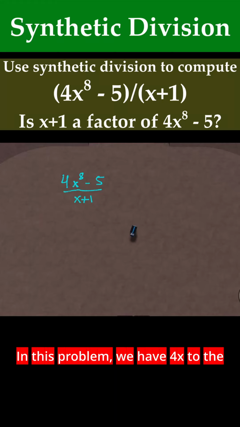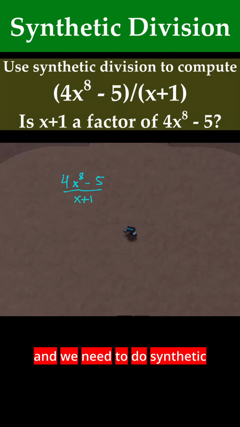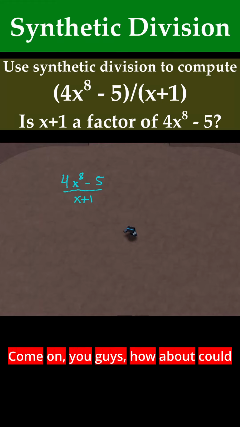In this problem, we have 4x to the 8th power minus 5 divided by x plus 1, and we need to do synthetic division to evaluate this. Come on, you guys, how bad could this be?